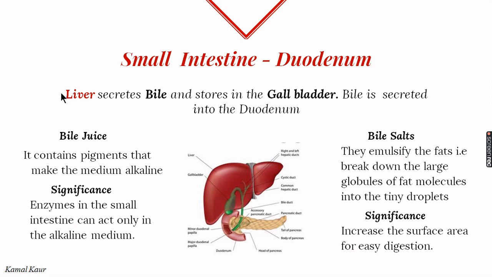Now the liver, which is the largest gland of the human body, is an exocrine gland. Now the meaning of exocrine gland is that when a gland secretes something and those secretions are poured into a specific part with the help of ducts.